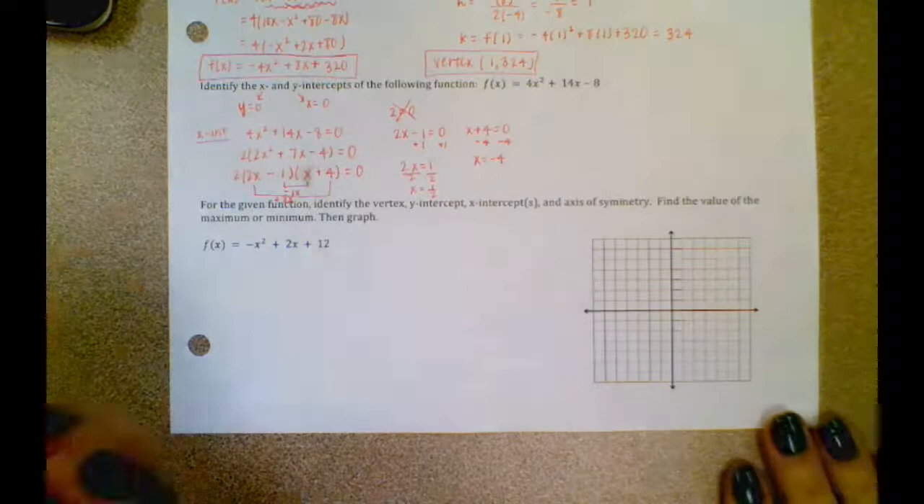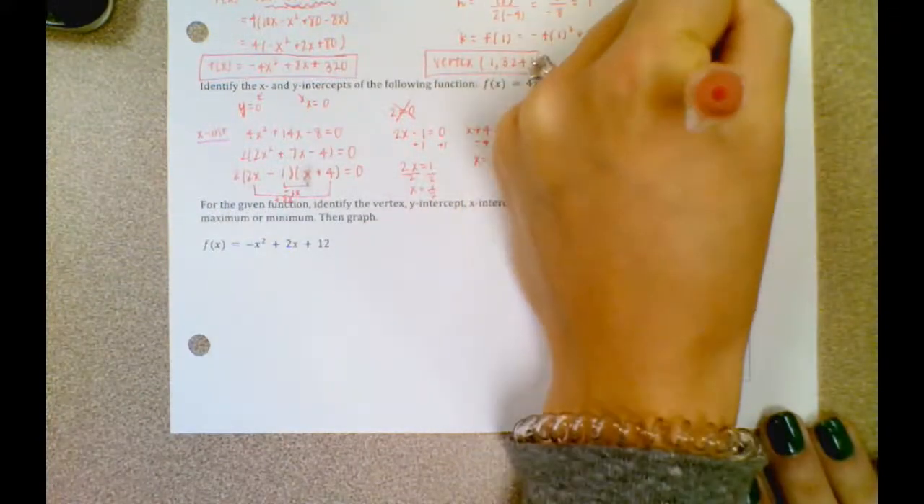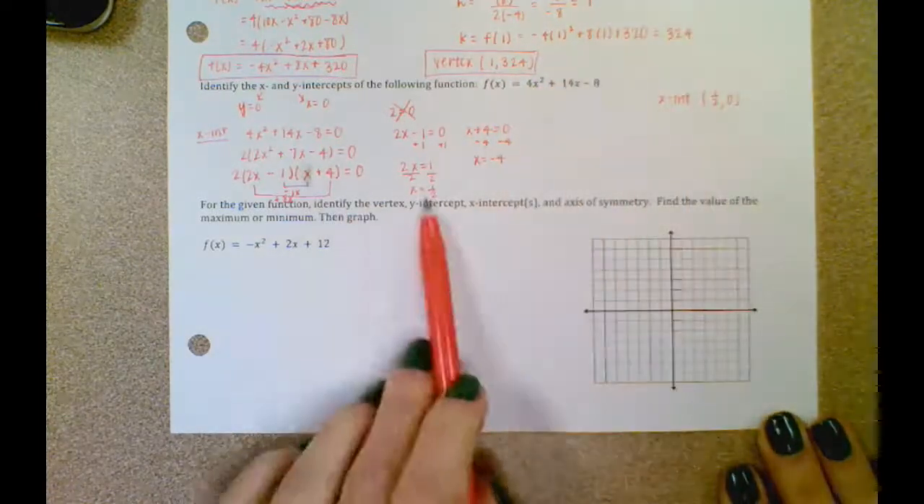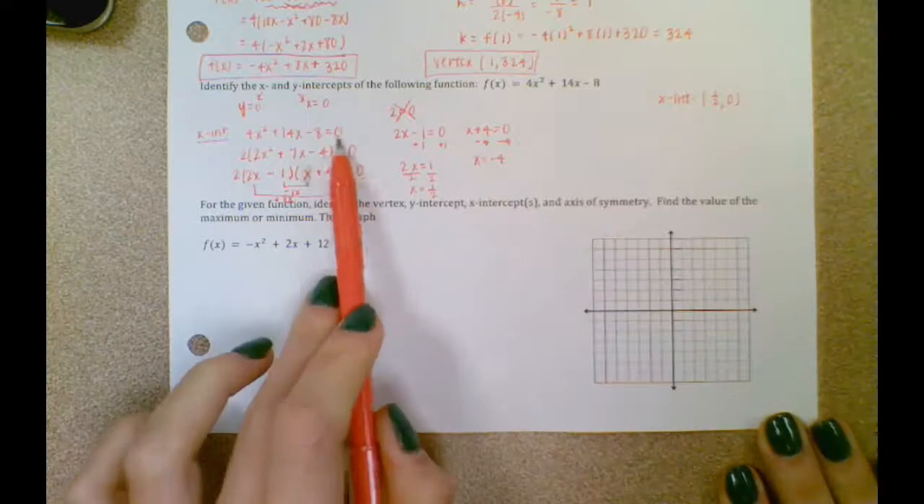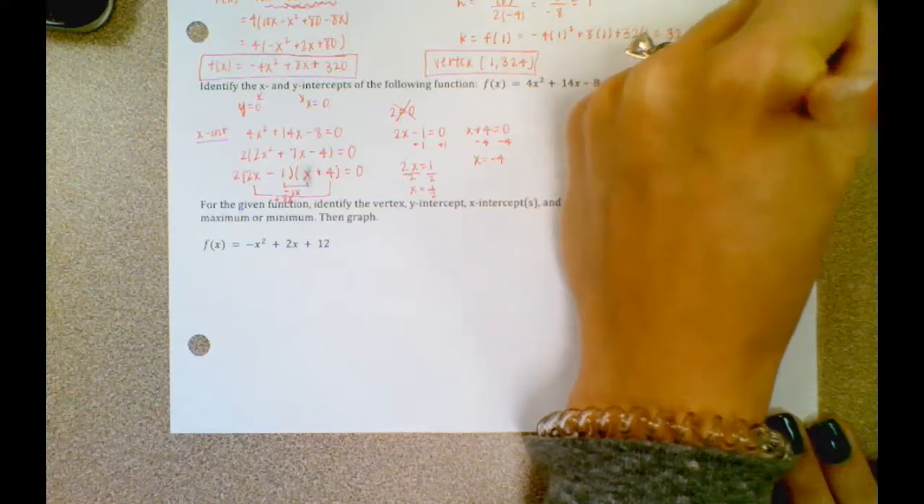All right, so my x-intercepts are 1/2, 0, because remember, the x value is 1/2. The y value, remember we plug 0 in for y, so that's why that's a 0. And I have negative 4, 0.